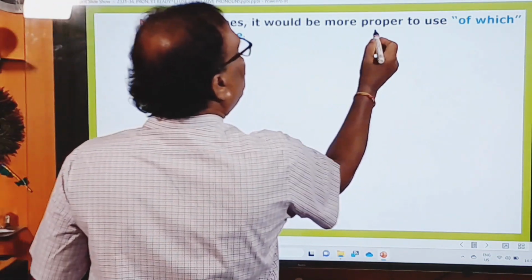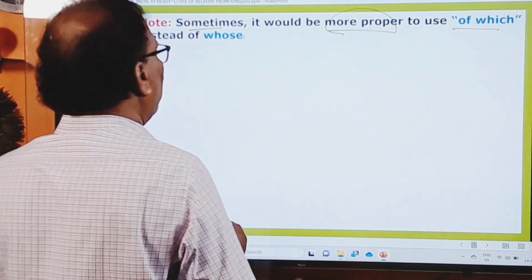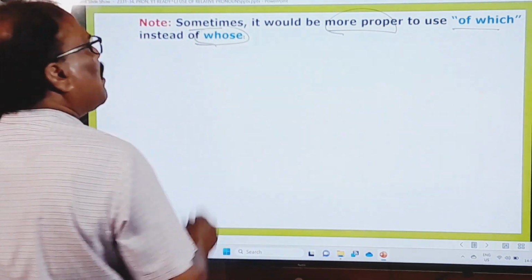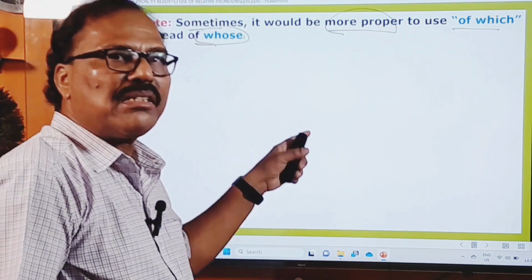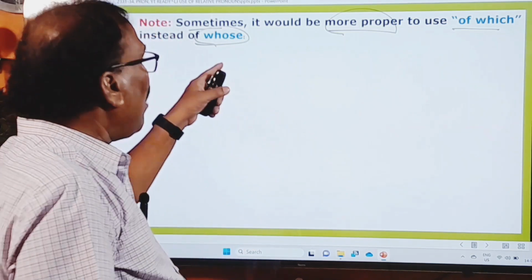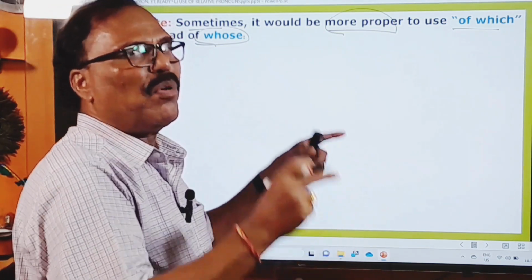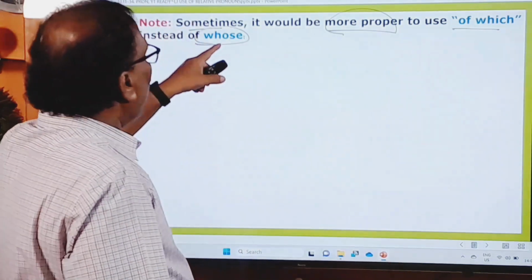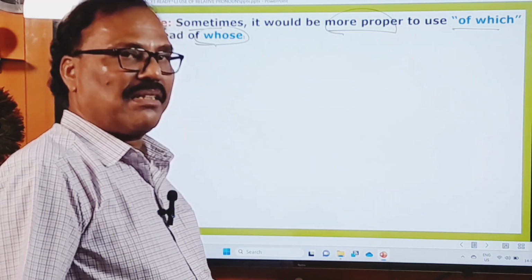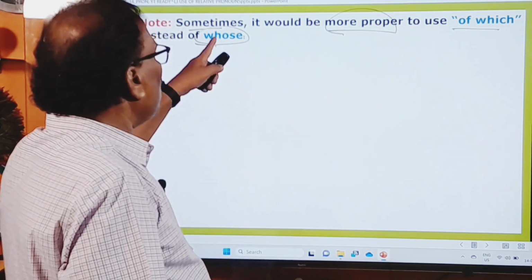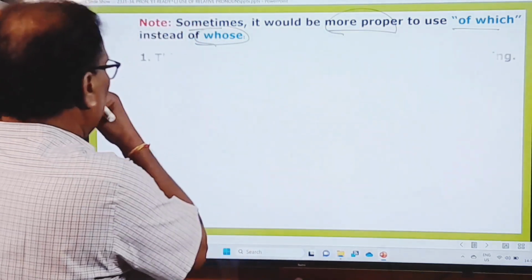Sometimes it would be more proper to use of which instead of whose. Sometimes, when this whose is referring to things and animals, we have to use of which. It will be more proper, more suitable than this whose. Now, in the sun whose rays, instead of saying whose, we had better say of which. Okay, how? Let us see that here.